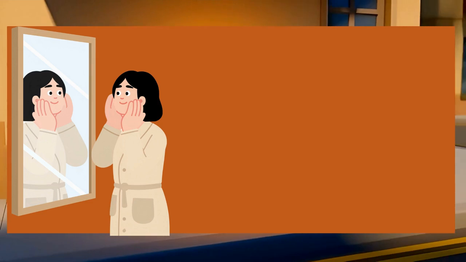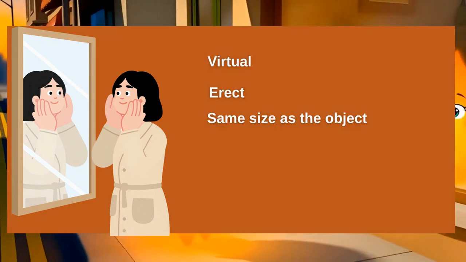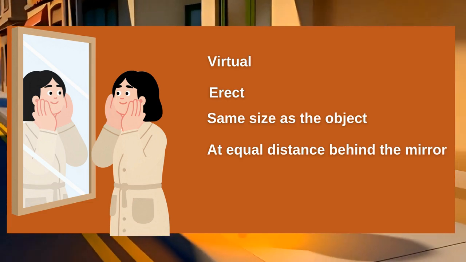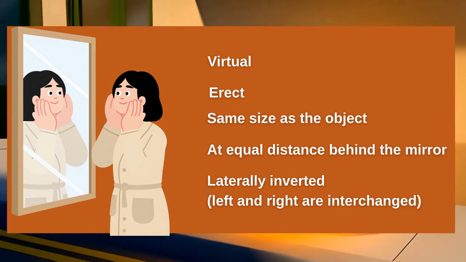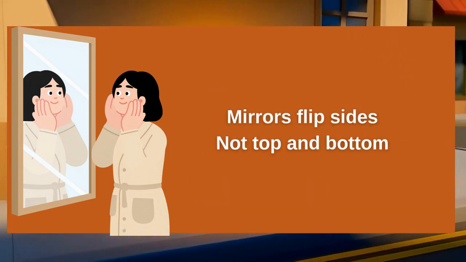Image formed by a plane mirror is virtual, erect, same size as the object, at equal distance behind the mirror, laterally inverted, left and right are interchanged. Mirrors flip sides, not top and bottom.